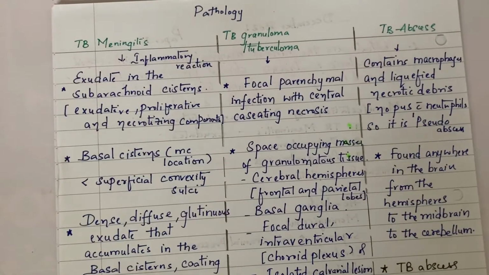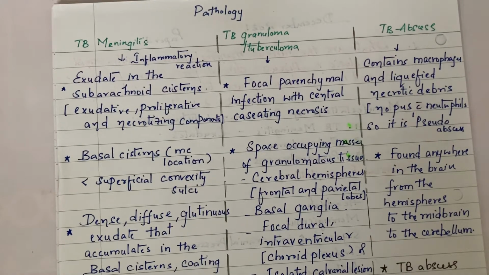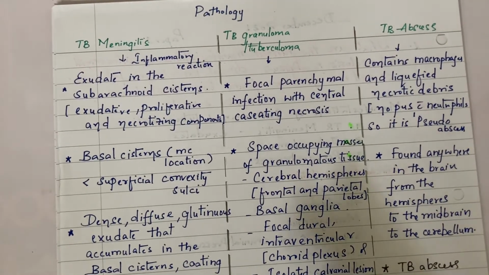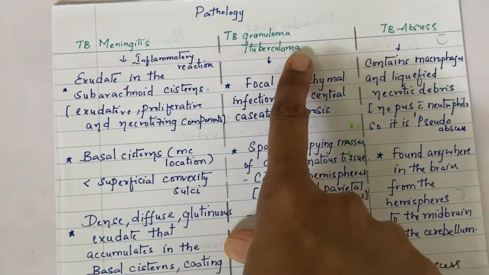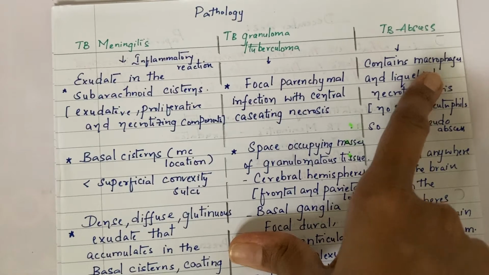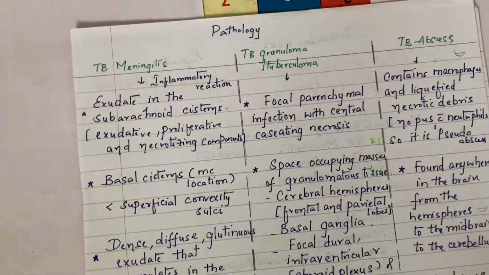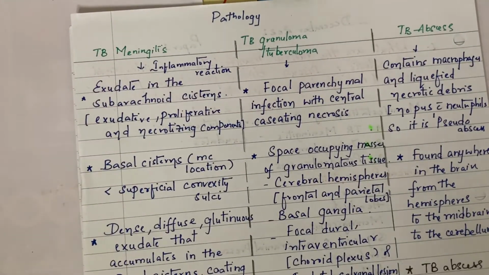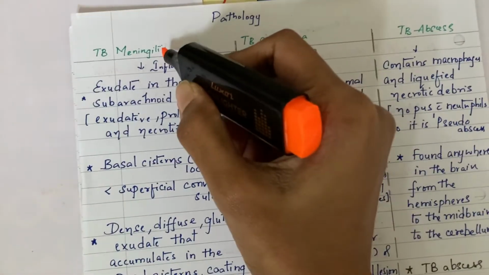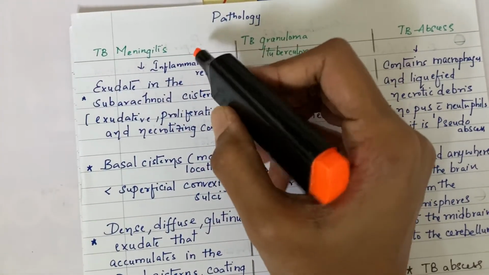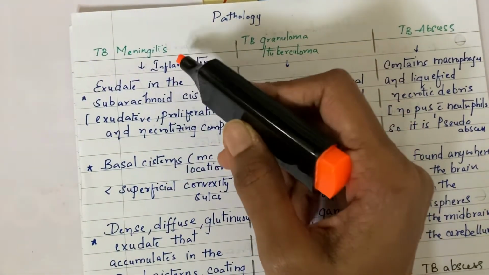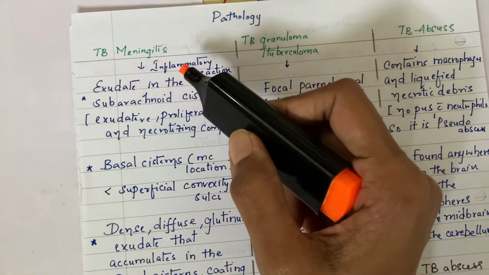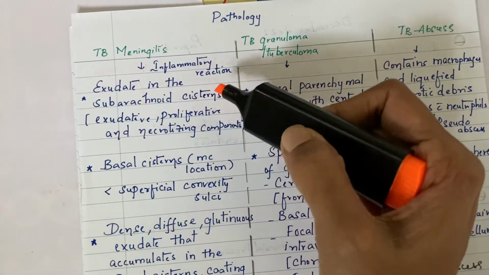Coming to the next part, they have asked about pathology of neurotuberculosis. We have 3 manifestations. They have asked about only 2 manifestations, but I will be discussing 3. One is meningitis, other is granuloma, that is tuberculoma, and TB abscess. First coming to meningitis. TB meningitis is an inflammation of the meninges, an inflammatory reaction. They'll have exudates. Exudates occur in the subarachnoid cisterns.